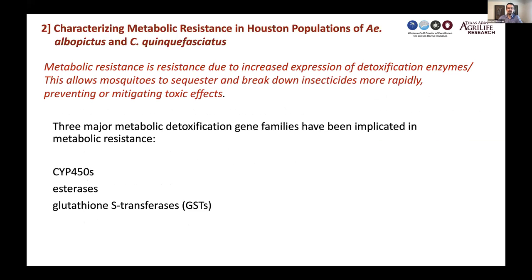Now, the second project that we're working on is something that we've added more recently. This is characterizing metabolic resistance in Houston populations of both Culex quinquefasciatus and Aedes albopictus. And so there are various insecticide resistance mechanisms, as I'm sure you're all aware. Metabolic resistance refers to essentially the upregulation of various genes that might break down or sequester insecticides. And so the gene families that are particularly implicated are the cytochrome P450s, esterases, and then the GSTs. And so those would be things that we'll be focusing on specifically.